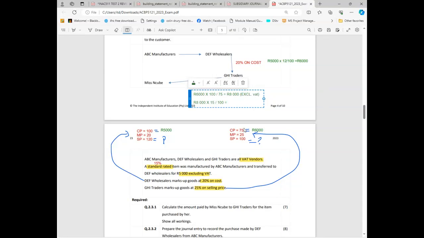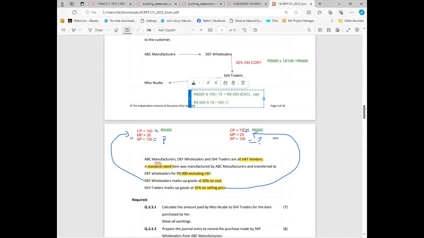Remember, if you struggle, you must analyze. How do you normally include VAT? Do you get the amount including VAT directly, or do you calculate VAT and thereafter add it to the amount? When you include VAT, you're adding VAT. Which method do you use? 15 over 115 if it's including VAT, and when it's excluding VAT, it's 15 over 100.